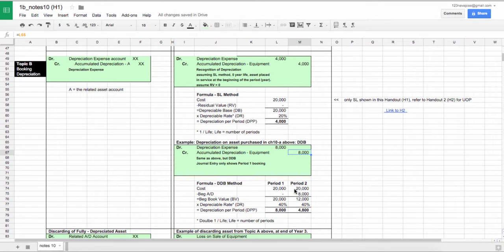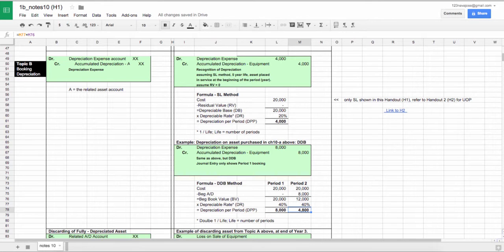Now in the second year, I want to show you at least one more year to see how this works. The cost for the second year is the same, $20,000, but now we do have an AD balance from the previous year. So the beginning book value would now be $12,000. So that means that you have 40% applied to that. So the second year depreciation amount will be $4,800.